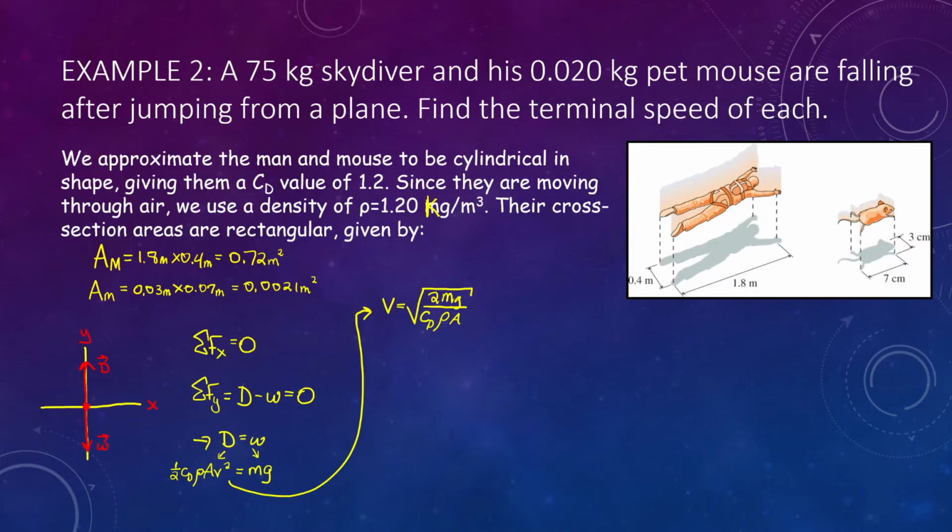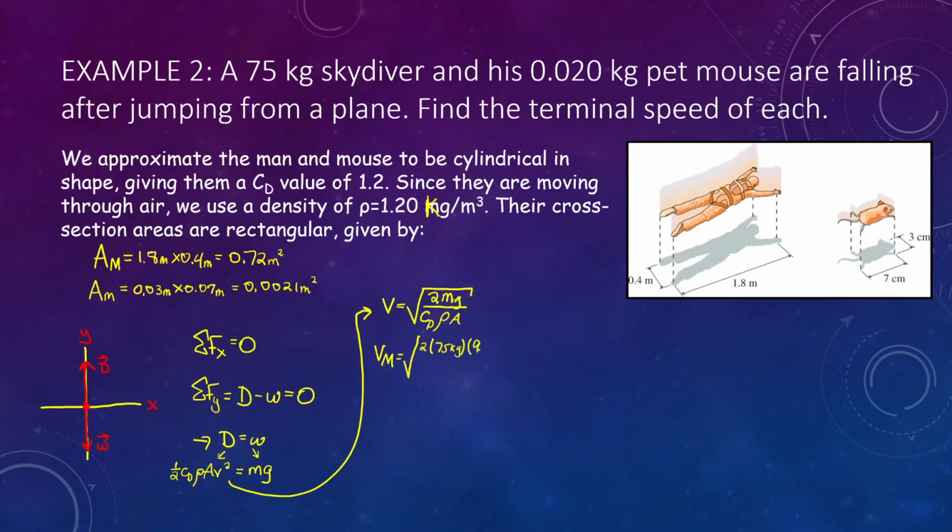Now, the downside to doing this problem is that we have to do it twice. We don't have to set everything up again, but we do need to solve it twice because there are 2 objects, a man and a mouse. So let's start, let's say, for the man. We have the square root of 2 times the mass of the man, which was given to us as 75 kilograms.